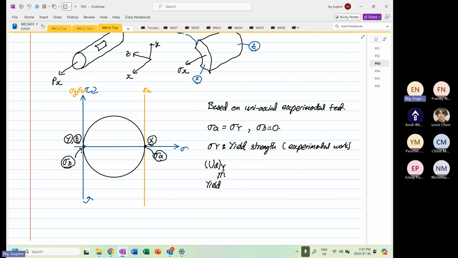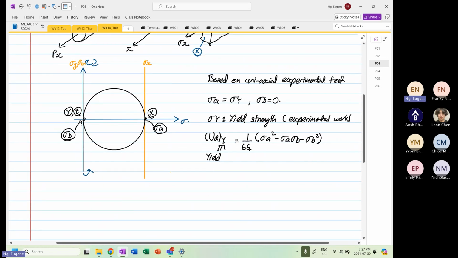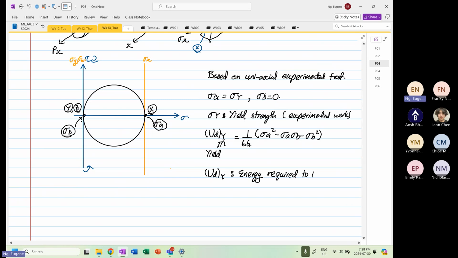So this is equal to 1 over 6G, bracket stress A squared minus stress A stress B plus stress B squared. As you can see over here, let me define capital U small d bracket Y. This is the energy required to induce U_d.